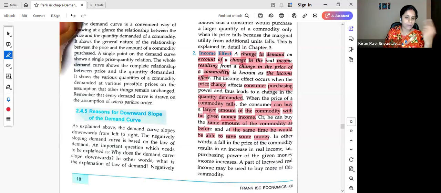Yes, this is the second option for you. The first option is that you double your consumption. If you do not want to double your consumption and you purchase only one unit even with the change in price, then in that case also the law of demand is getting satisfied because you will be saving money. And the saved money also gives you utility because you can use that 50 rupees for some other purchase. Maybe you can buy a softie with it. In other words, a fall in the price of a commodity results in an increase in real income. That is, the purchasing power of a given money income increases. And a part of the increased real income may be used to buy more of this commodity. Got it?